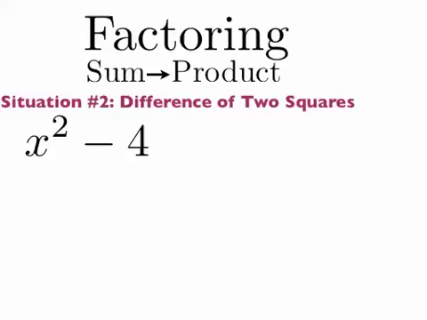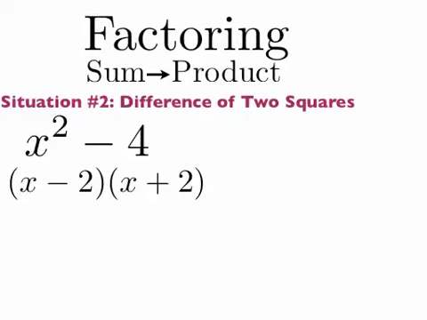So this is our second factoring situation called the difference of two squares. And if you'll notice, x squared minus 4 is in fact a difference, meaning we subtract, of two squares. So x squared is the square of x, and 4 is the square of 2, because 2 times 2 equals 4. And so any difference of two squares we could factor in this manner.